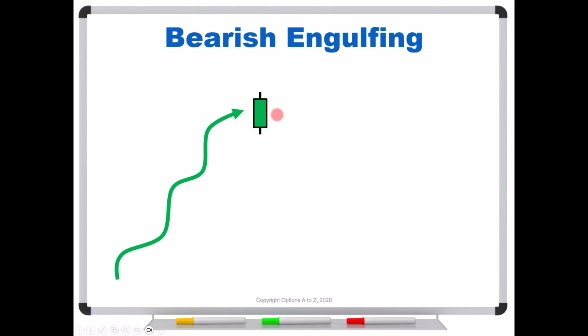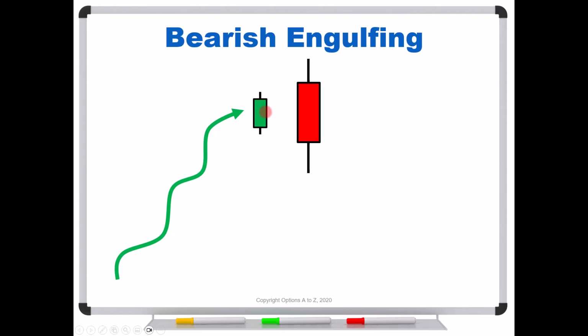And then today we get this. And this is a bearish engulfing candle. And the reason that it's significant is that there's only one way you can create it. In order to get this red body to completely engulf or overshadow yesterday's candle, we had to gap up today.